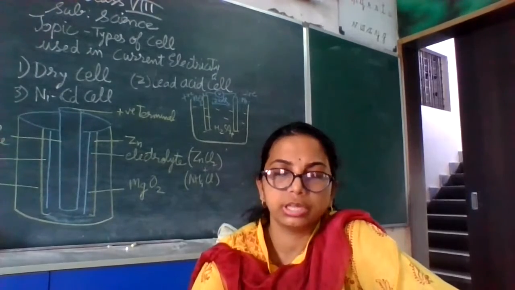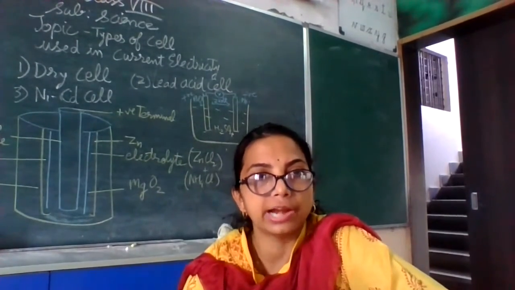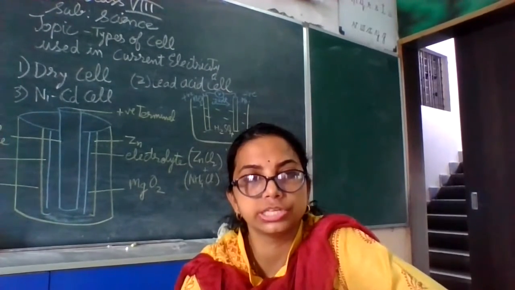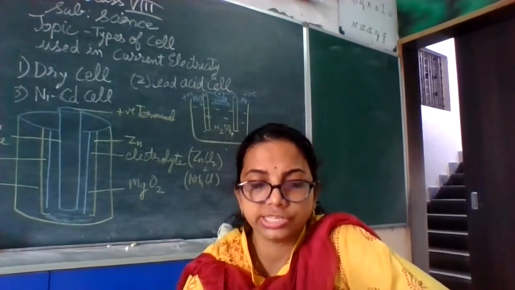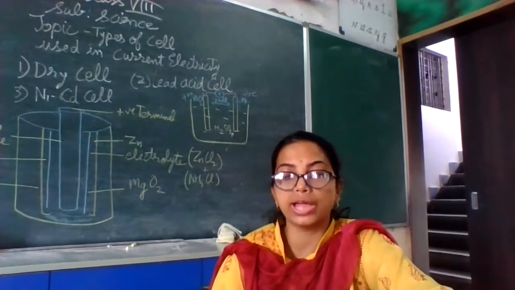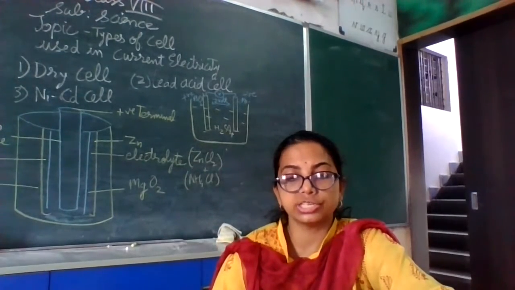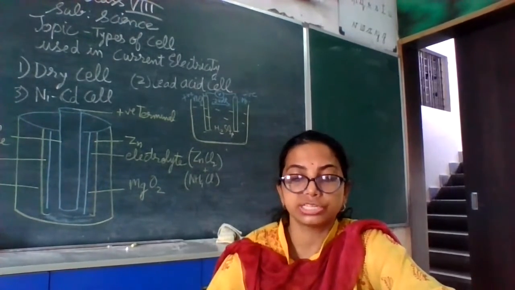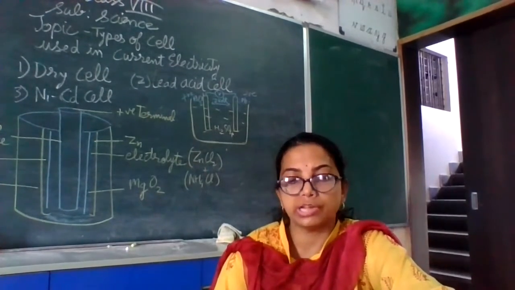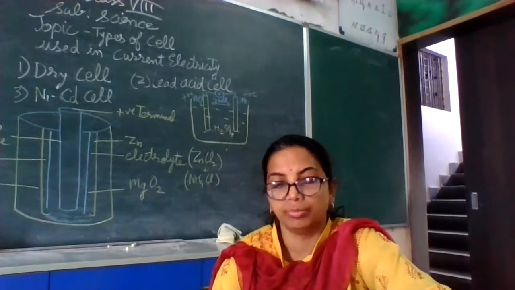Then the third one that we are going to see today is the nickel cadmium cell, NiCd, Ni for nickel and Cd for cadmium. These days, a variety of gadgets are available which are required to be carried to different places. Such gadgets use nickel cadmium cells. The cell delivers about 1.2 volt potential difference, and they are also rechargeable.